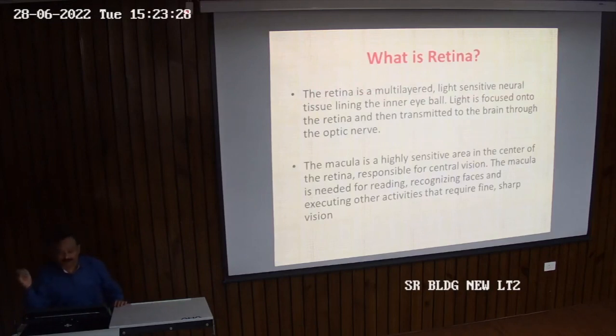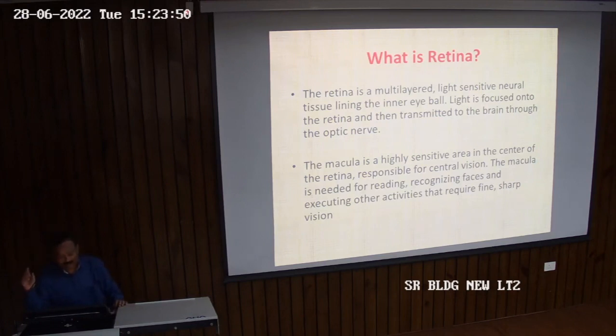As we have already discussed, what is retina? So retina is the multi-layered light sensitive neural tissue lining the inner eyeball, and light is focused on the retina and then transmitted to the brain through the optic nerve. This is a basic structure. Even a CBSE 12th class student can tell this today. So this you should all know.